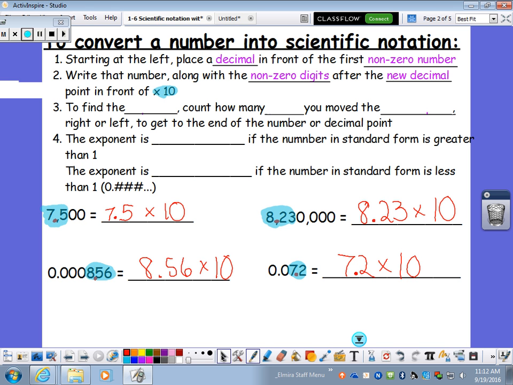Okay, now to find the exponent, count how many places that decimal moved from its original spot. Okay, so in bigger numbers, thousands, millions, billions, trillions, you're taking that new decimal you drew and going to the end. How many digits are in that box? 3. Again, start at this exponent, go to the end of the number, how many digits? 1, 2, 3, 4, 5, 6.